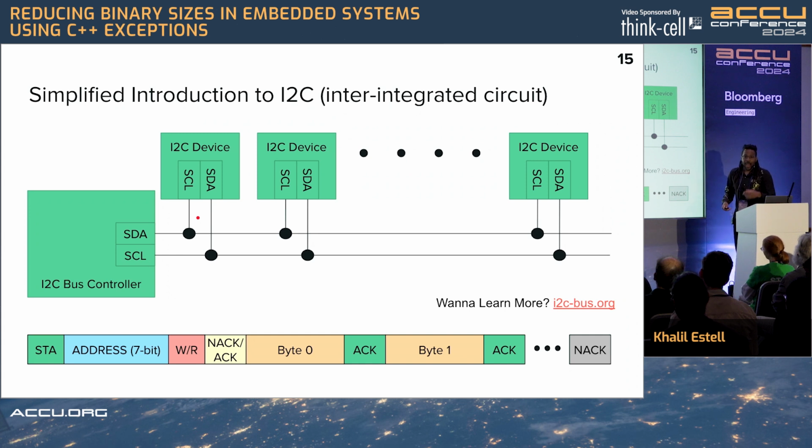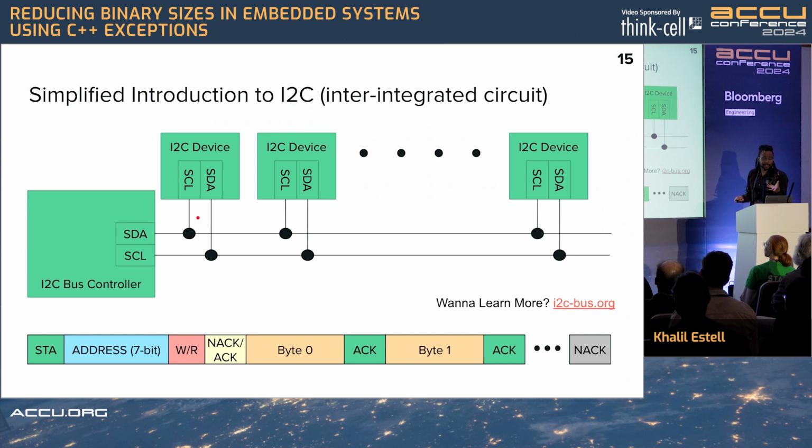Next up, you have read and write. This is also transmitted by the controller. And this tells the device, hey, I wanna either read from you or I wanna write to you. And at that point, if the device is present on the bus, it will acknowledge the signal. And later on, depending on if you're reading or you're writing, if you're writing, the controller will write a byte to the bus, and the device will acknowledge it. Or if you're reading, the device will write to the bus, and then the controller will acknowledge the write operation.